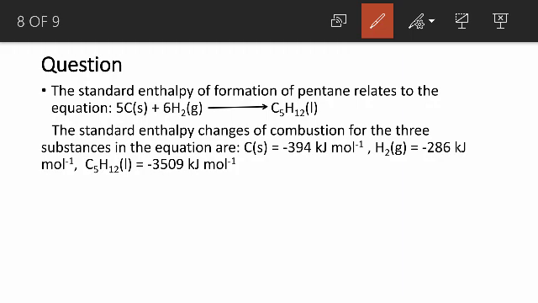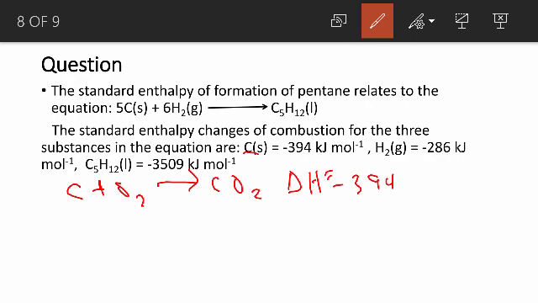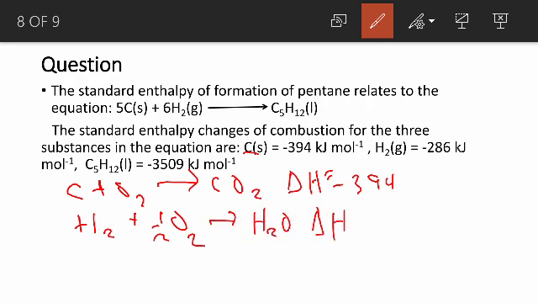Now if we write the equation for combustion, for carbon, the combustion of carbon is C plus O2, giving us CO2, and the enthalpy there is minus 394. For hydrogen, the combustion should be written like this. Remember, it is kilojoules per mole, so 1 mole of hydrogen gives you H2O. The enthalpy there is delta H equal to minus 286.